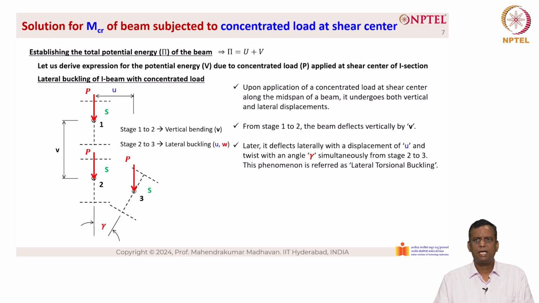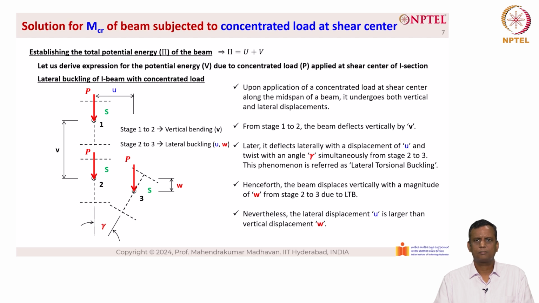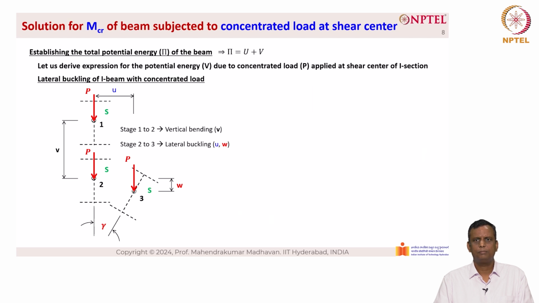Later, it deflects laterally with a displacement of U and twists with an angle gamma simultaneously from stage 2 to stage 3. This phenomenon is referred to as lateral torsional buckling. Henceforth, the beam displaces vertically with a magnitude of W from stage 2 to stage 3 due to lateral torsional buckling. Nevertheless, the lateral displacement U is much larger than the vertical displacement W.